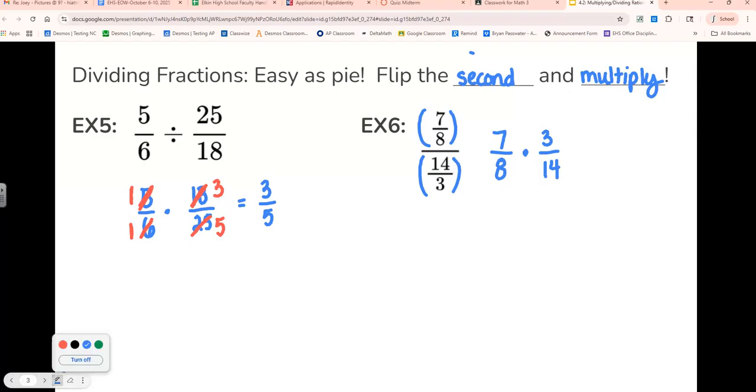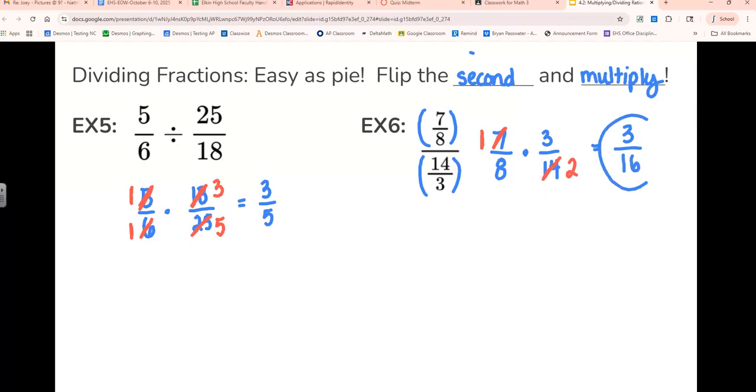To me, it's a lot easier if you go ahead and simplify right now. Does anybody see anything that'll simplify? 7 and 14 are both divisible by 7. So 7 divided by 7 is 1. 14 divided by 7 is 2. Then just multiply straight across. 1 times 3 is 3. 8 times 2 is going to give us 16. That won't reduce any further, so that's our answer.